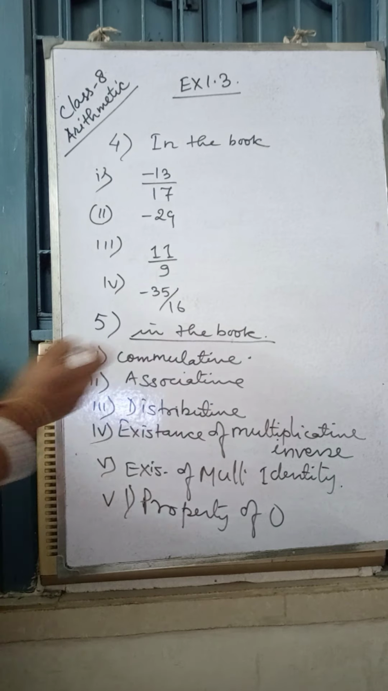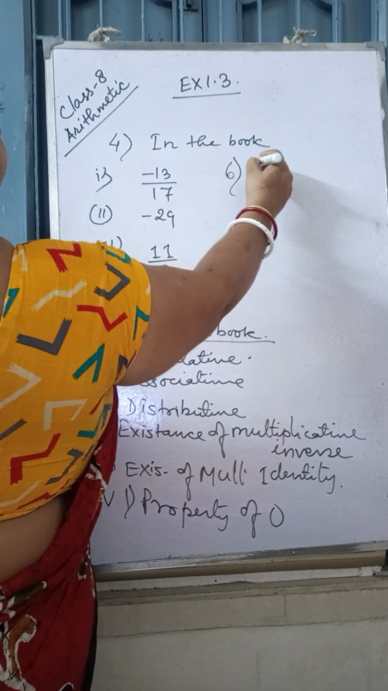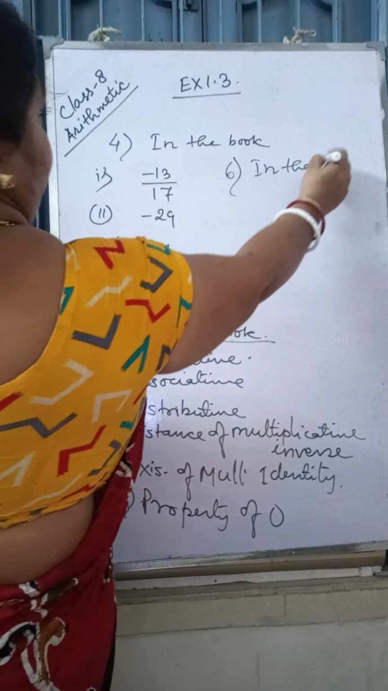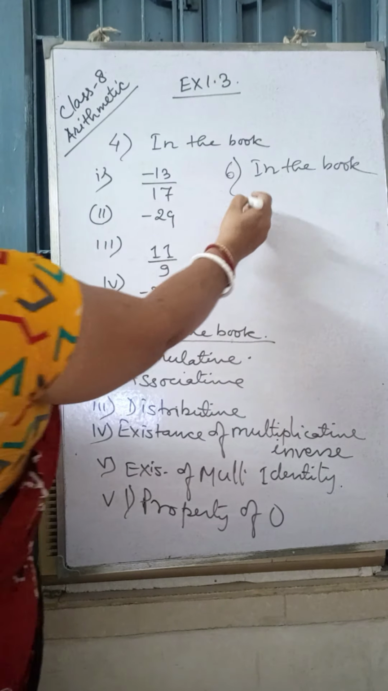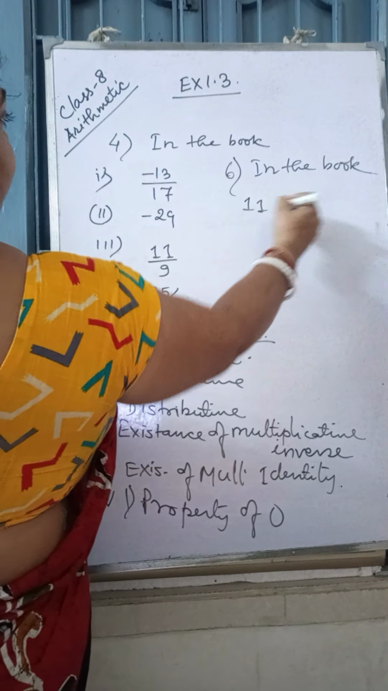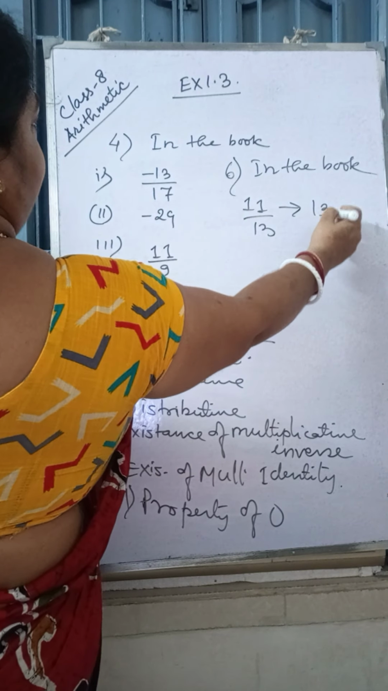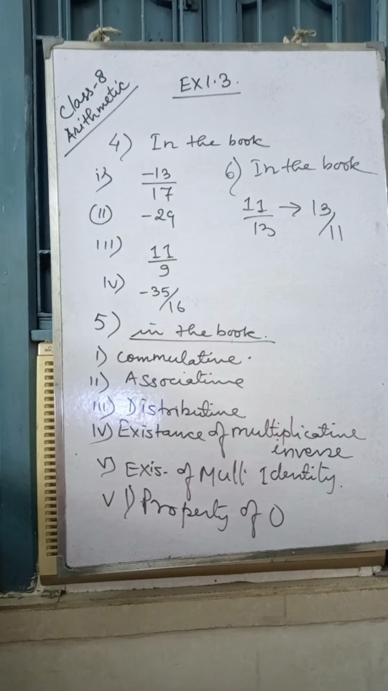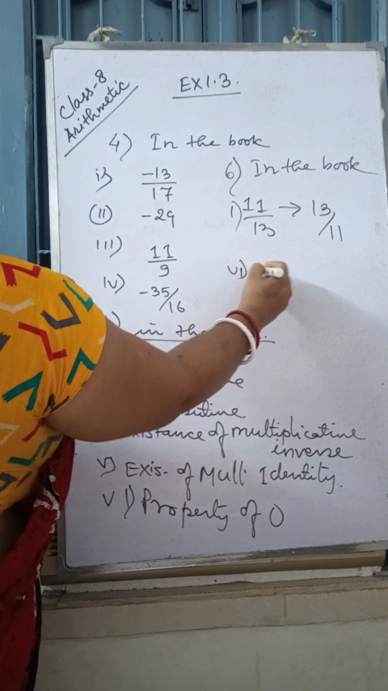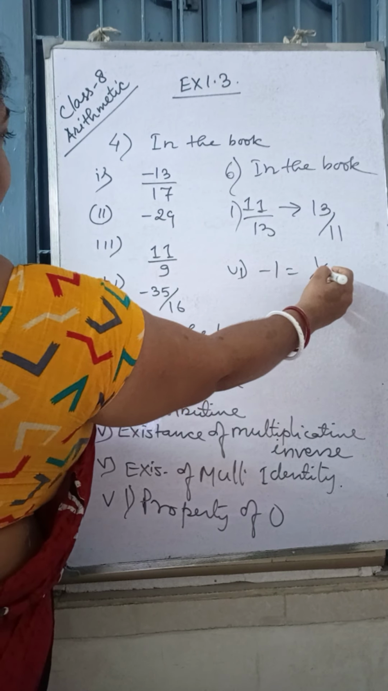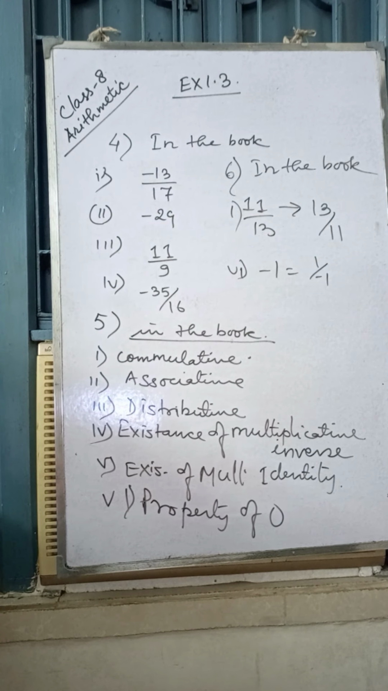Number 6 also in the book only. You have to write the reciprocals. You know it very well. 11 by 13, the reciprocal would be 13 by 11. So write it in the book itself like that. But you see number C. This is minus 1. So it would be 1 by minus 1. So these are the reciprocals. You have to write it in the book itself.